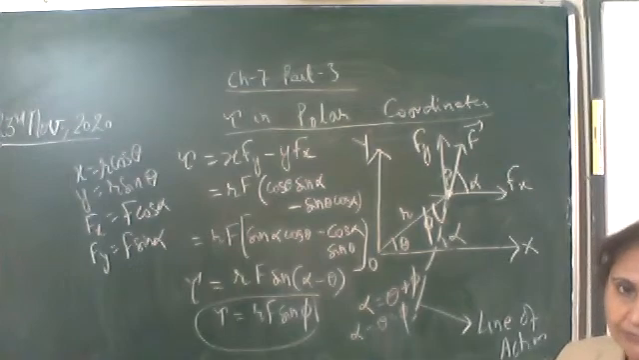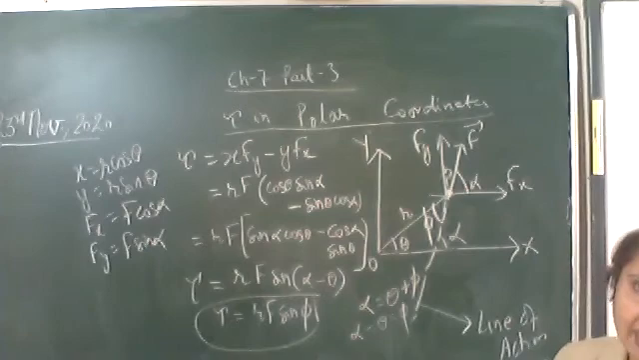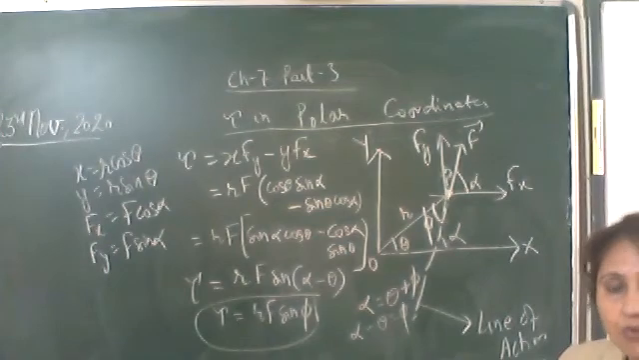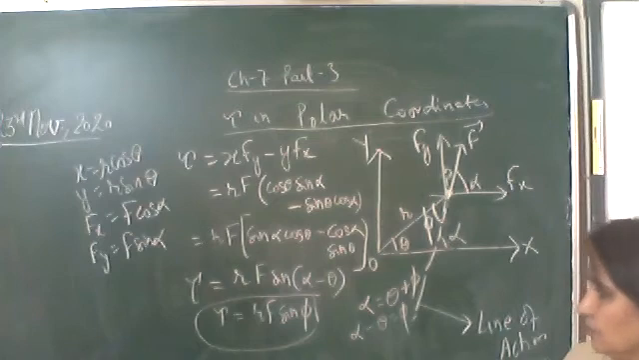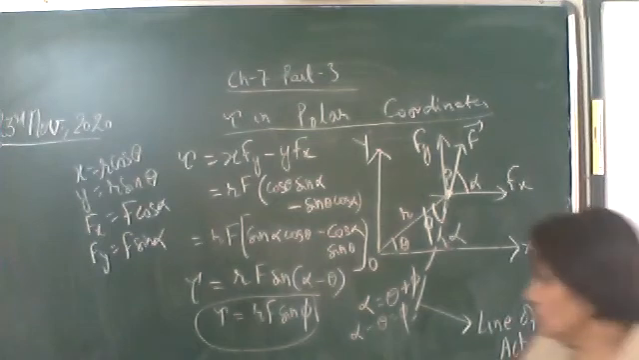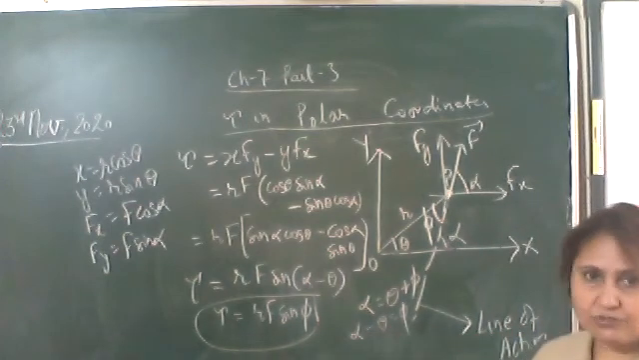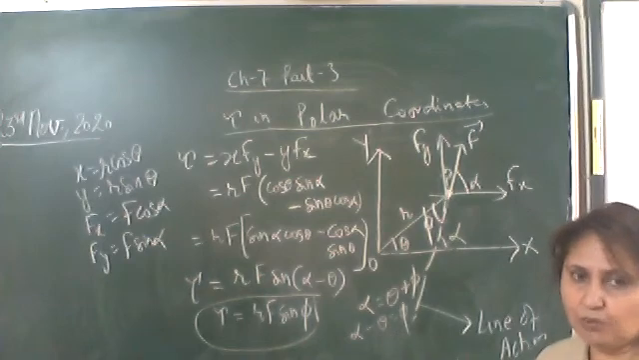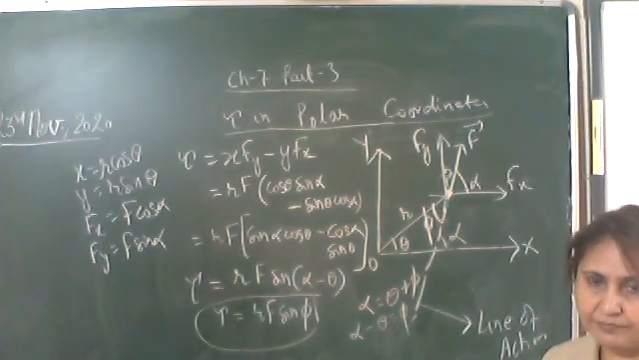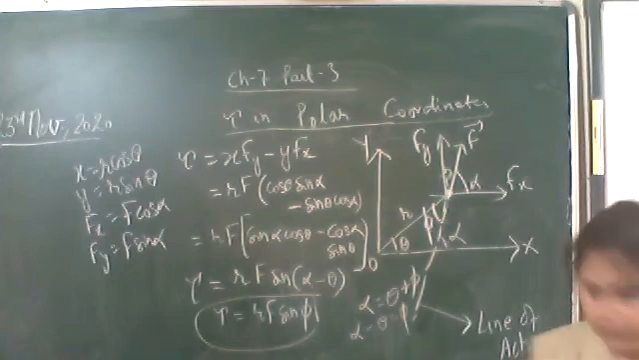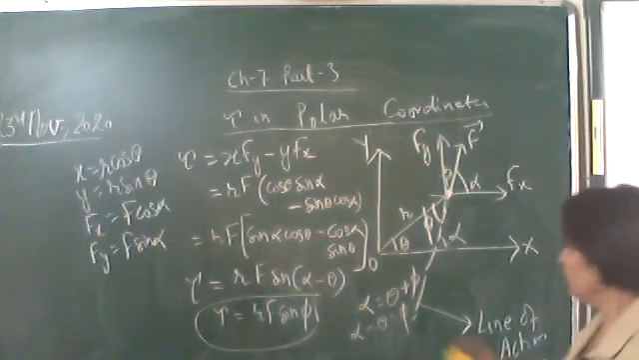Now from the same formula we'll find out that tau, as we defined, is force into perpendicular distance from the axis of rotation. So we'll derive the same formula. Tau is equal to r into f into sin phi is the expression in polar coordinates. Note it down.